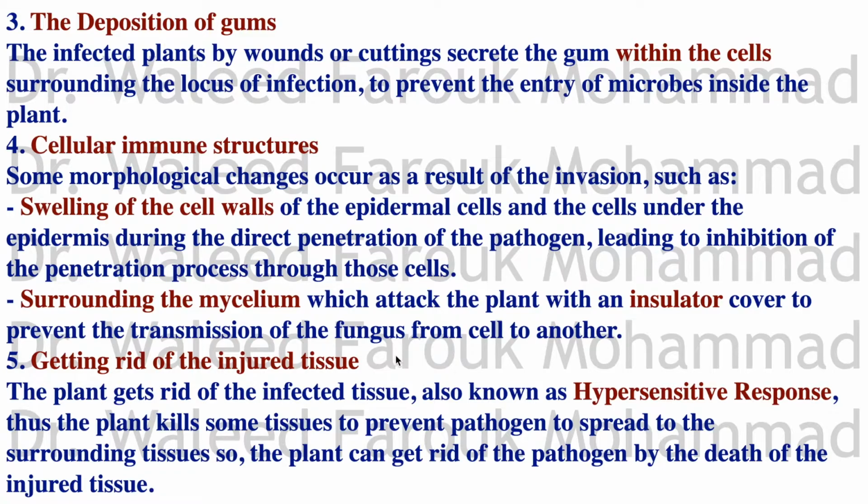إن العدوى حصلت خلاص، الباثوجين دخل خلاص وعمل انفكشن للنبات، فيقوم النبات ده متخلص من الجزء اللي هو فيه الديزيز. The plant gets rid of the infected tissue. ده اسمه hypersensitive response. hypersensitive response يعني ايه؟ يعني النبات يتخلص من الجزء الانفكتد. Thus the plant kills some tissues to prevent pathogen to spread to the surrounding tissues. اوكي؟ معنى كده ان النبات بيتخلص من الباثوجين بانه بيموت الحته اللي فيها الباثوجين ويتخلص منها.